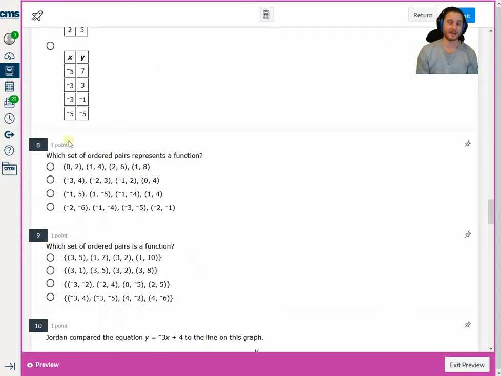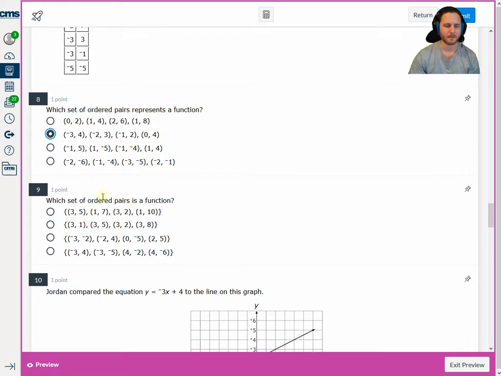We'll go to number 8. Number 8 and 9 are just like the last 2 problems. The only difference is it's not a table, it's a list of coordinates. So, which set represents a function? A was so close, but sadly, 1 repeated twice. For B, -3, -2, -1, 0. There we go. For number 9, which set of ordered pairs is a function? Well, I see the 1 repeats, so that's out. I see the 3 repeats, that's out.